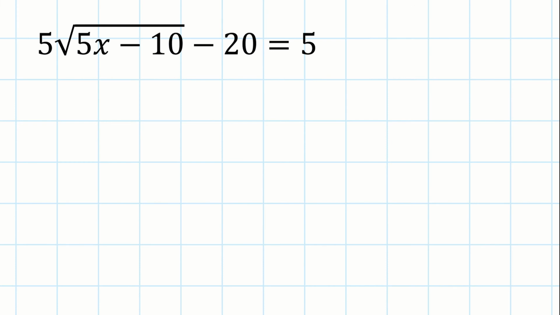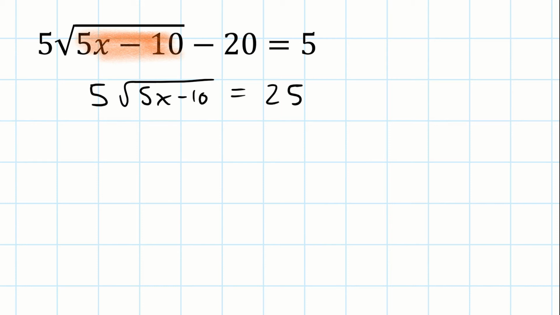For this first problem, I'd like to use the method we call looking inside, and I need to be able to tell what this expression has to equal. To do that, I'm going to need to isolate the square root portion of this equation first. So I'm going to begin by adding 20 to each side, so this becomes 5 times the square root of 5x minus 10 is equal to 5 plus 20 is 25.